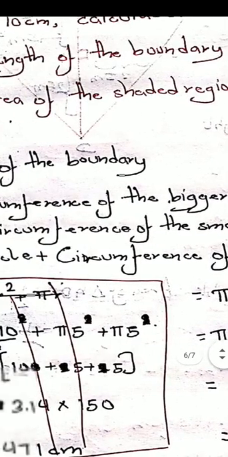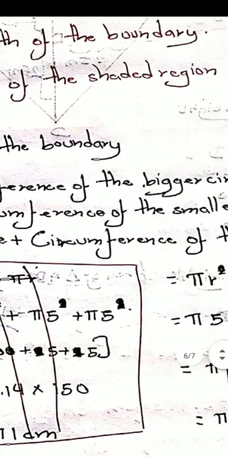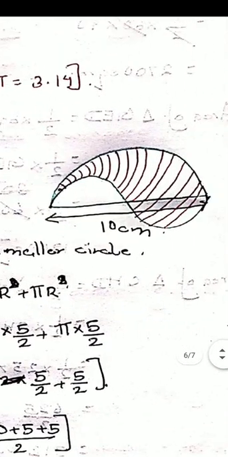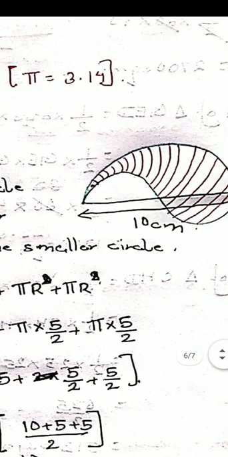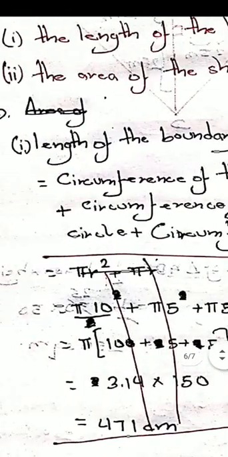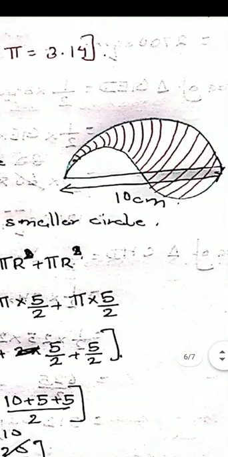Okay, so I'm going to write, length of the boundary equals circumference of the bigger circle, that means the curved bigger part, plus the circumference of the smaller circle, that is the curved path of the smaller circle, plus circumference of the smaller circle, again the lower part. So that's what I'm going to calculate.